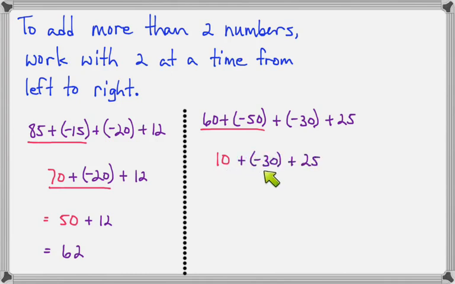Now look at 10 plus negative 30. Those are different signs, so we'll find the difference between 10 and 30, which is 20. The larger number is 30 and it's negative, so our answer will be negative 20. And then we still have this plus 25. The difference between 20 and 25 is 5, and since this is the larger number, the answer will be positive. So positive 5.